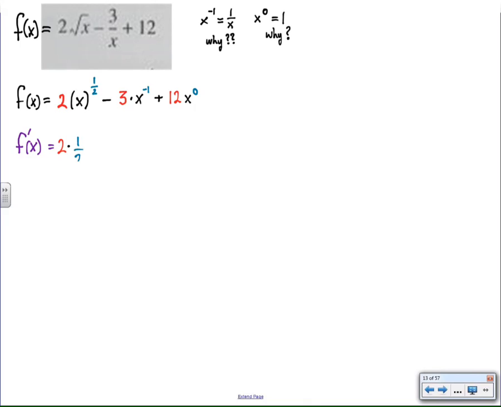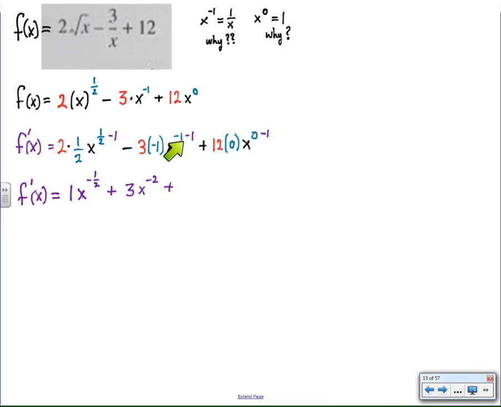So the power rule says, multiply the coefficient by the power and drop the power by 1. So here it's 2 times the exponent, and then the exponent subtract 1. Here's 3 times the exponent, and then the exponent subtract 1. 12 times the exponent 0, which is 0, times x to the exponent minus 1. Clean it all up now. We can subtract the exponents here to get negative 1/2. We can subtract the exponents here to get negative 2. And we multiply 0 times everything and we get 0.